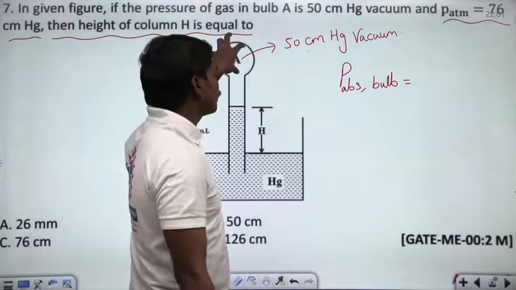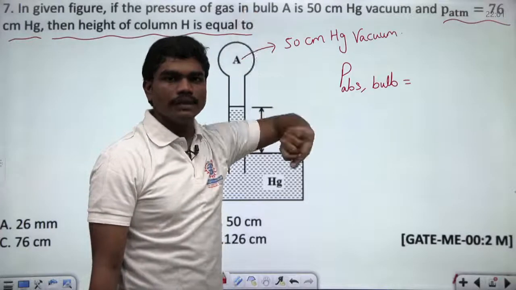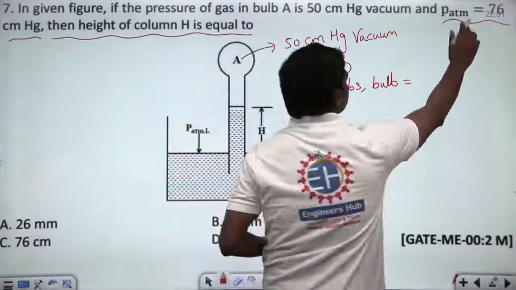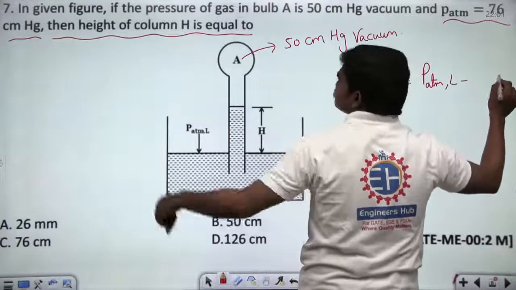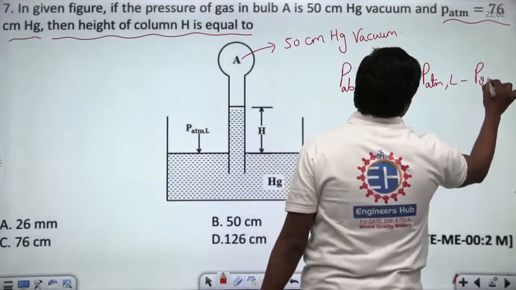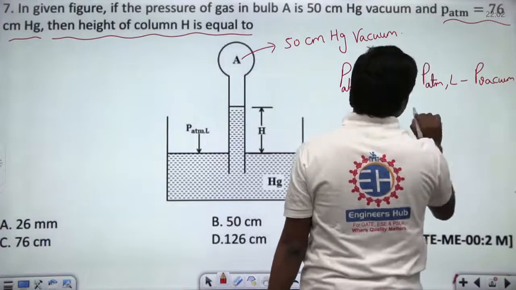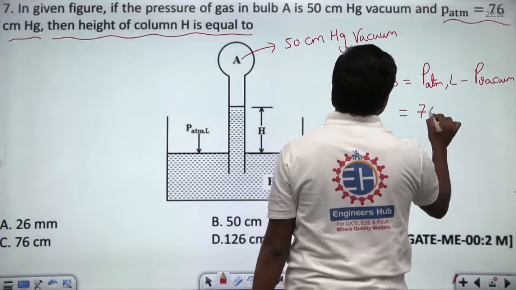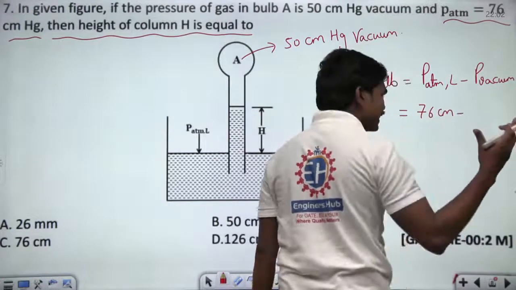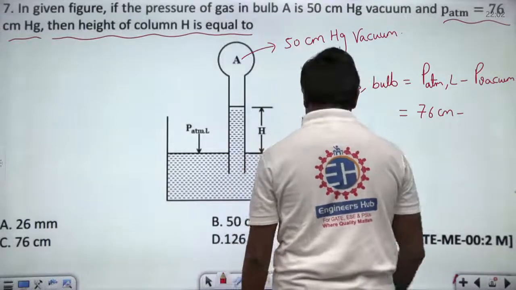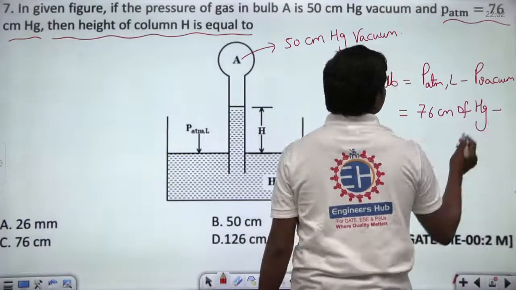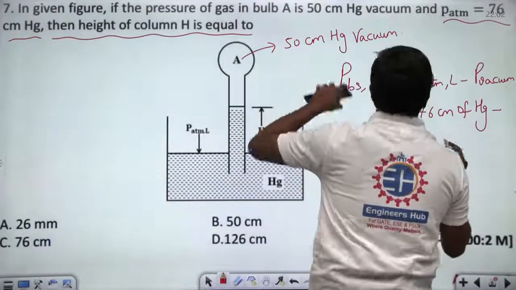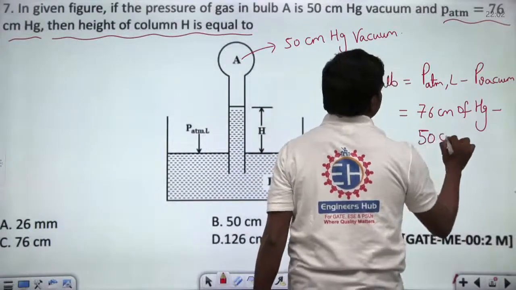So this is 50 centimeters Hg vacuum pressure, which means this absolute value is atmospheric pressure, P atmospheric local, minus P vacuum pressure. So this value is equal to 76 centimeters of Hg. Of course, I am writing in terms of centimeters. So 76 centimeters of Hg minus this bulb is given 50 centimeters of vacuum pressure, so 50 centimeters of Hg.